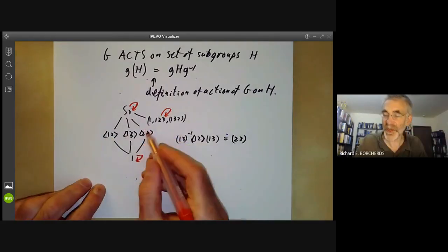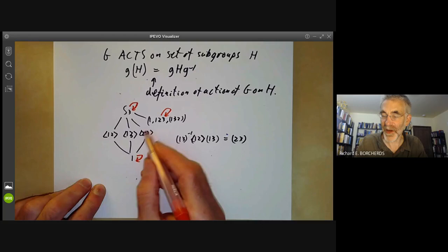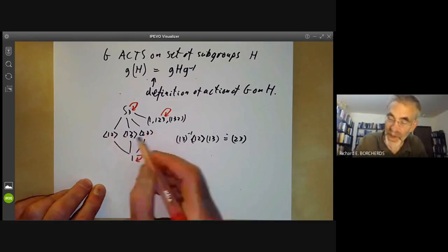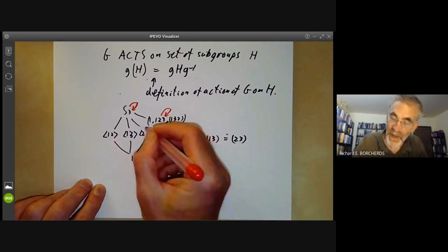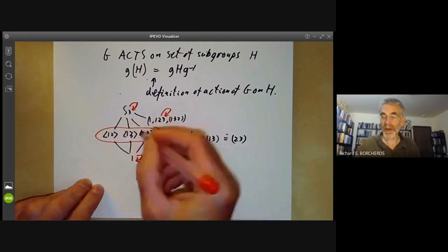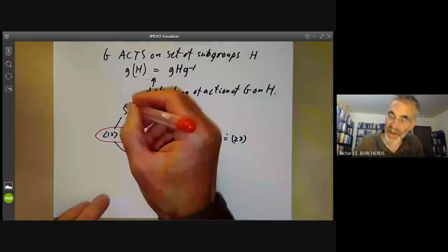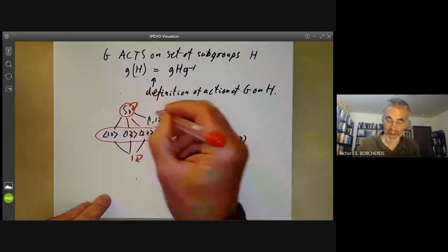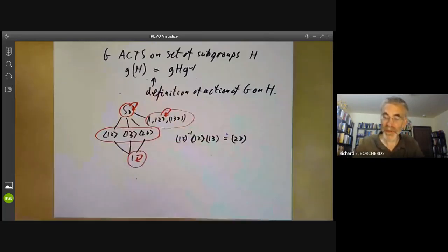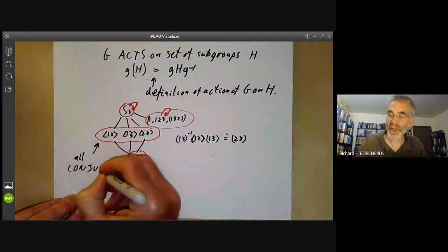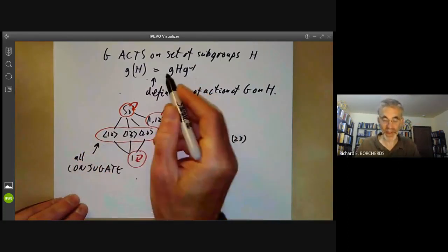And similarly, if we conjugate (2 3) by (1 2), we get (1 3), and so on. So all these three subgroups form an orbit under the action of G on the set of subgroups. So the orbits kind of look like this. These three subgroups are all conjugate, where conjugate means you can get from one to the other by this action.